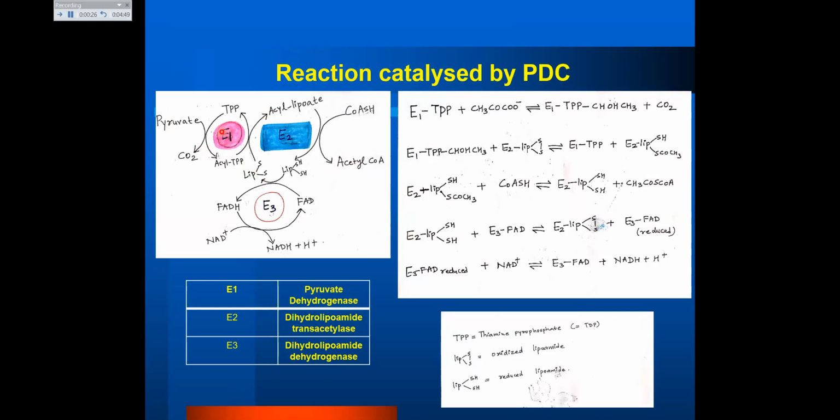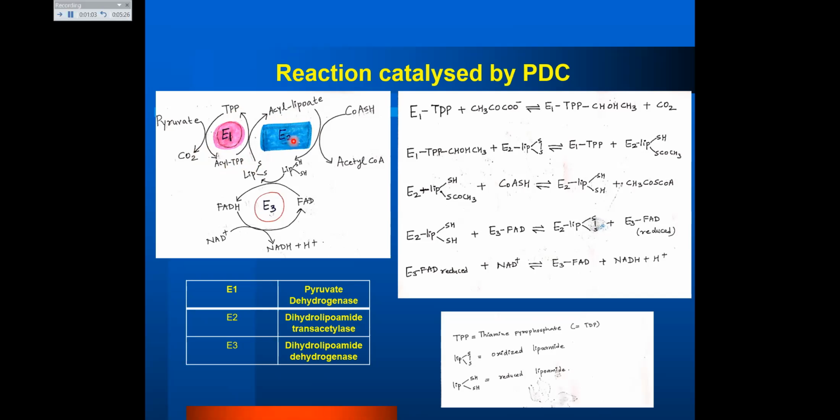The first enzyme E1, known as pyruvate dehydrogenase, catalyzes two main steps. First is decarboxylation of pyruvate to form carbon dioxide, and this is mediated by the formation of a thiamine pyrophosphate intermediate known as acyl TPP. In parallel, it also causes the reductive acetylation of the lipoyl group of enzyme E2, which is otherwise known as dihydrolipoamide transacetylase.